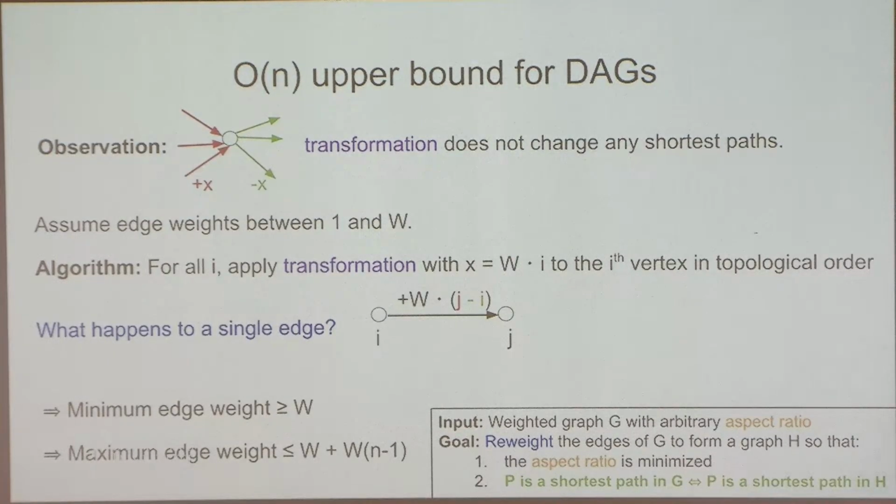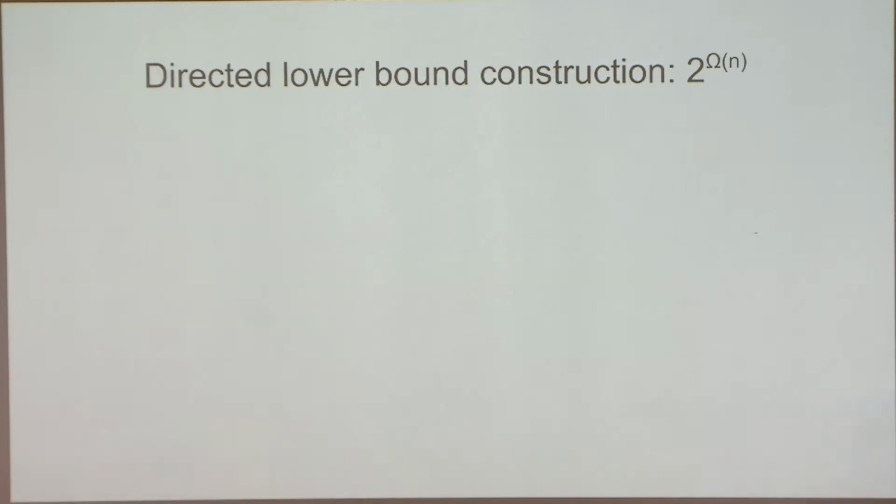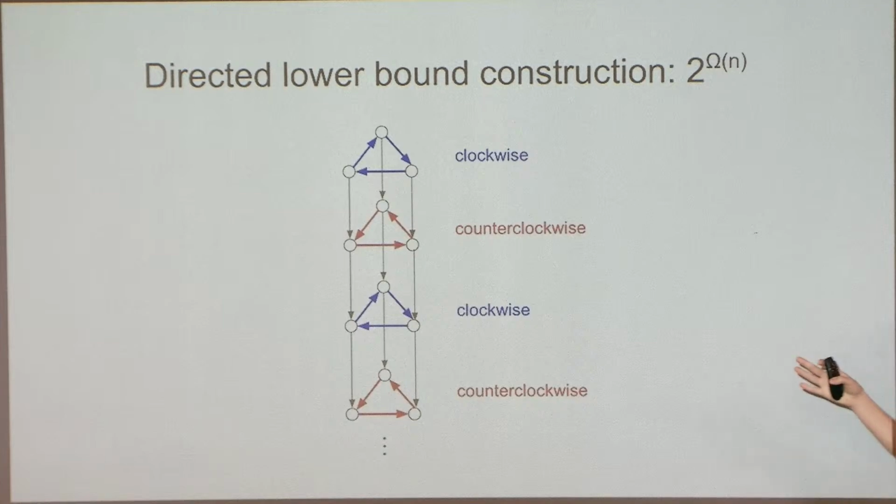Now let me tell you something about the lower bounds. This construction turns out to also be rather simple, even though we started off with a more complicated one, and then in the end, there is a simple construction realizing this. So we're trying to do a directed lower bound that's 2 to the omega n. So here's what we're going to do. This is what the graph looks like.